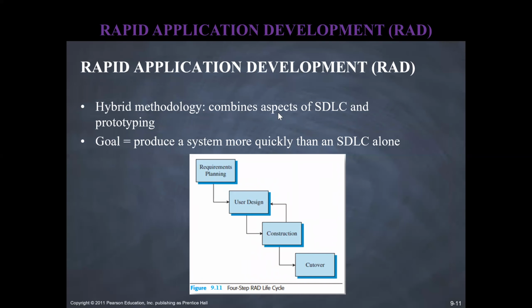Rapid application development, or RAD for short, is a hybrid methodology, combining the best of SDLC and prototyping. And of course, the goal is producing a system more quickly than SDLC alone. SDLC alone involves documentation, writing. Users have to wait a long time before they actually see a system visually. Blending prototyping in helps fill that gap, or gives a usable picture, a working system to play with or to sample. And it works quite well.